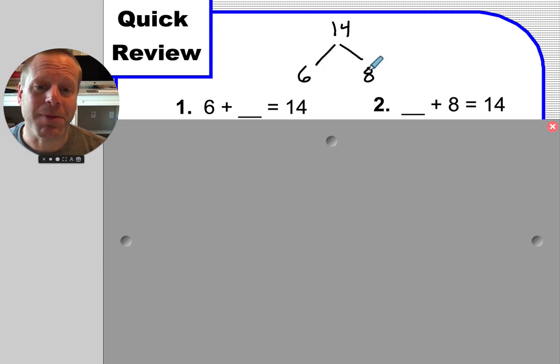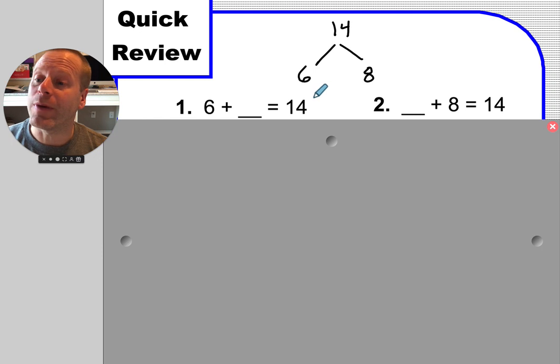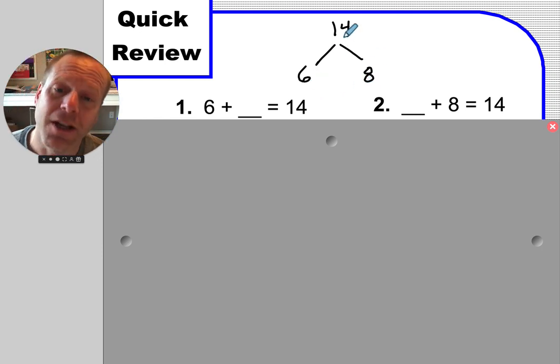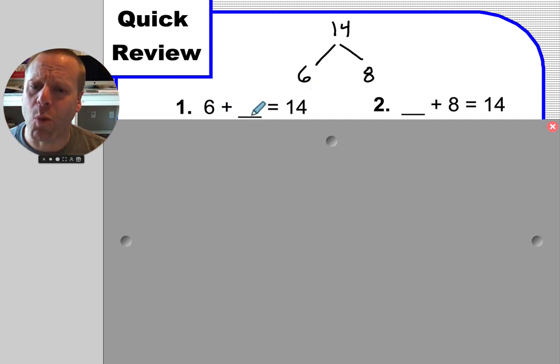If I know 6 plus 8 is 14, I know 8 plus 6 is 14. And I know the related subtraction facts too. 14 take away the 6 part will leave me 8. And 14 take away the 8 part would leave me 6. So 6 plus what equals 14? Gotta be 8.